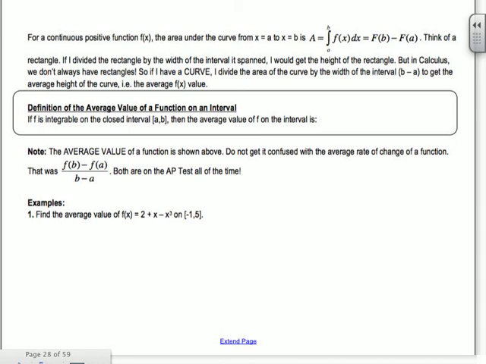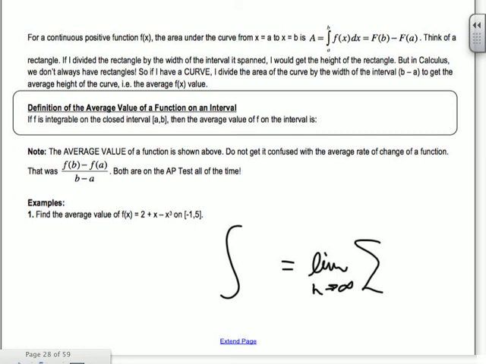Okay, and the next thing is average value. Do you guys remember that the integral sign is basically an infinite sum? It's the limit as n goes to infinity of the sum of all the rectangles, right? That's what the integration sign really is. So if I asked you to find the average height of all those different rectangles, what would you do to find the average height of an infinite number of rectangles?